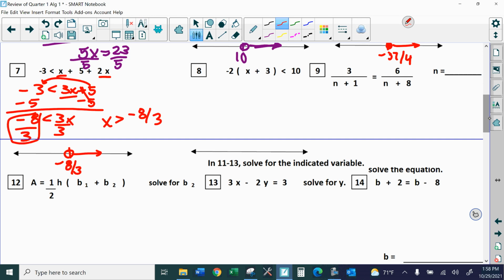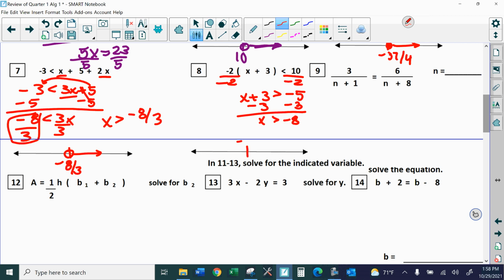Number 8. I could distribute, or I could see that -2 goes into both. Well, remember, if I divide by a negative, I have to switch the inequality sign, so that less than becomes greater than. And now I have -5. That's the one thing you have to remember if you're going to do that: if you ever divide by a negative, you have to switch the inequality sign or you're wrong. And last step, -3 from both sides. I get x is greater than -8.